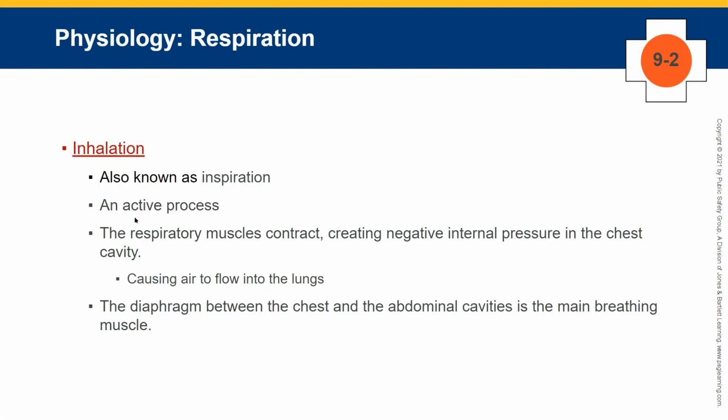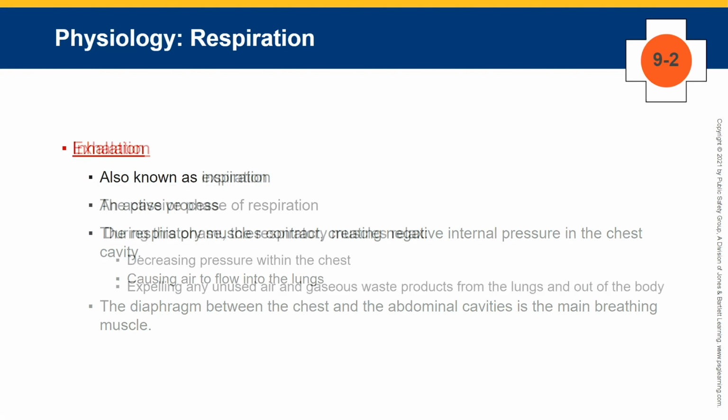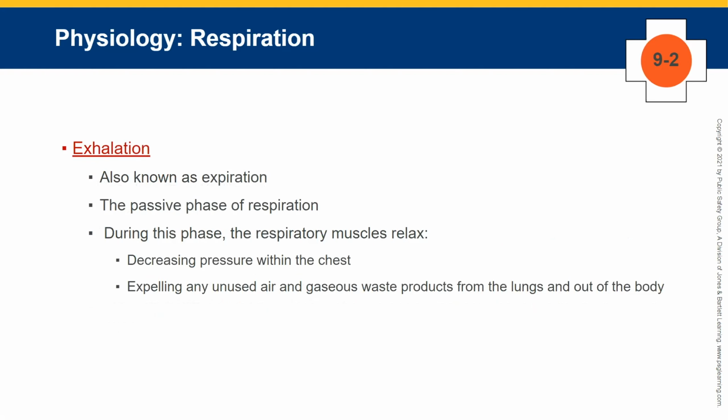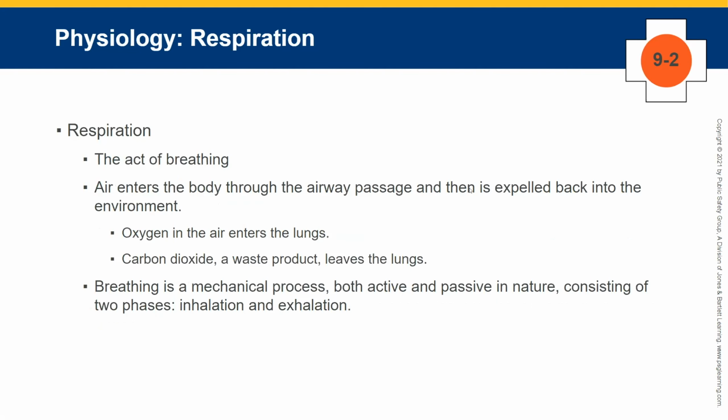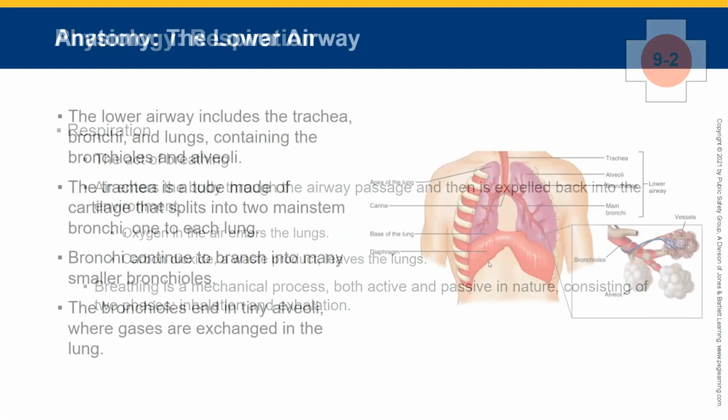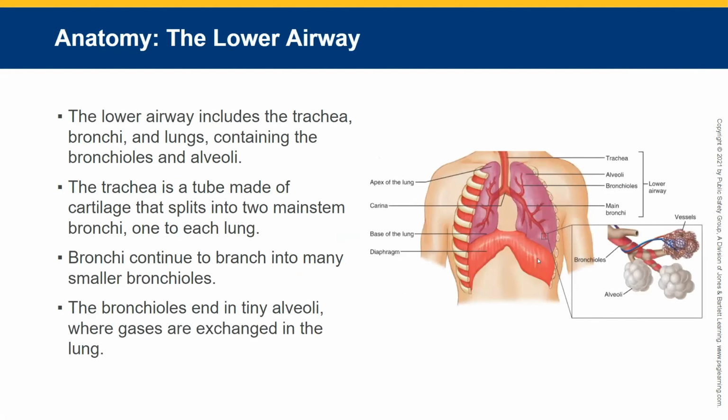Inhalation is when the muscles in the rib cage and the diaphragm pull air in. And then when you relax, exhalation is the pushing of that air out. So going back to our picture here, it's all of the muscles between the ribs and mostly the diaphragm that are responsible for pulling air in. When you relax those muscles, they go back to squeezing the air out of the lungs.